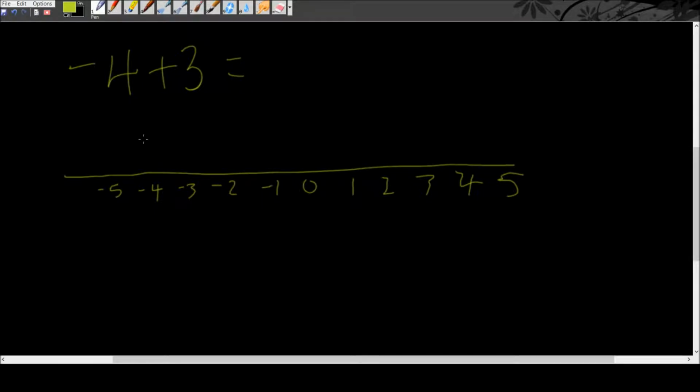So we start off at -4, and then we are adding 3 to it. If we're adding 3 to it, that means we're going up the number line towards the positive area. So 1, 2, 3. So that is actually taking us to -1. Okay, so let's look at another example.